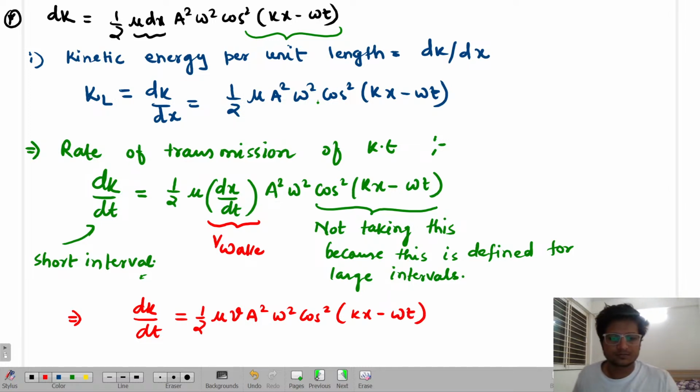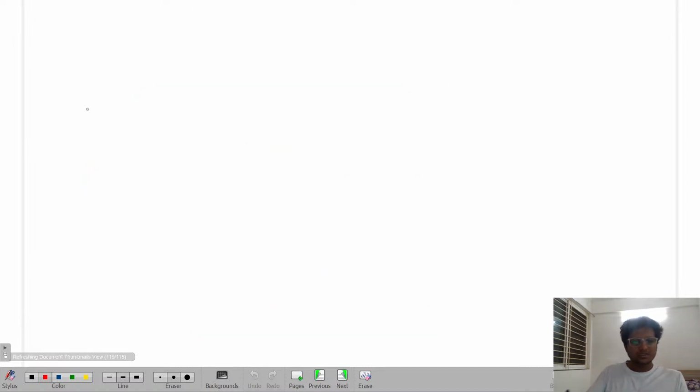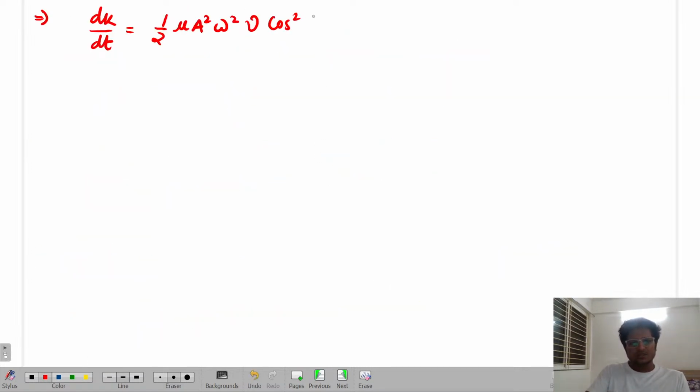Okay, are you able to get me or not? So look over there. Let us understand this. What it says: dK by dt is equal to mu a square omega square, velocity of wave, and then cos square (kx minus omega t). Are you able to get me? This is my whole term or not?